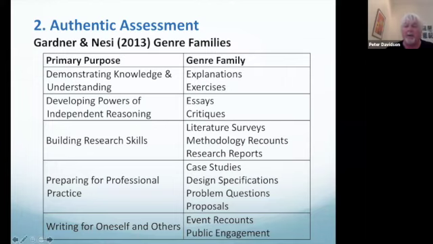Preparing for professional practice: case studies. At the moment, I'm teaching technical writing, and we're doing quite a few case studies. I've also taught actual IT courses in the IT department, and they do a lot of case studies. I was teaching ethics in IT, and it was pretty much all case studies, and we need to prepare students for that. Then design specifications for art and graphic design students and interior design students, and problem questions and proposals.